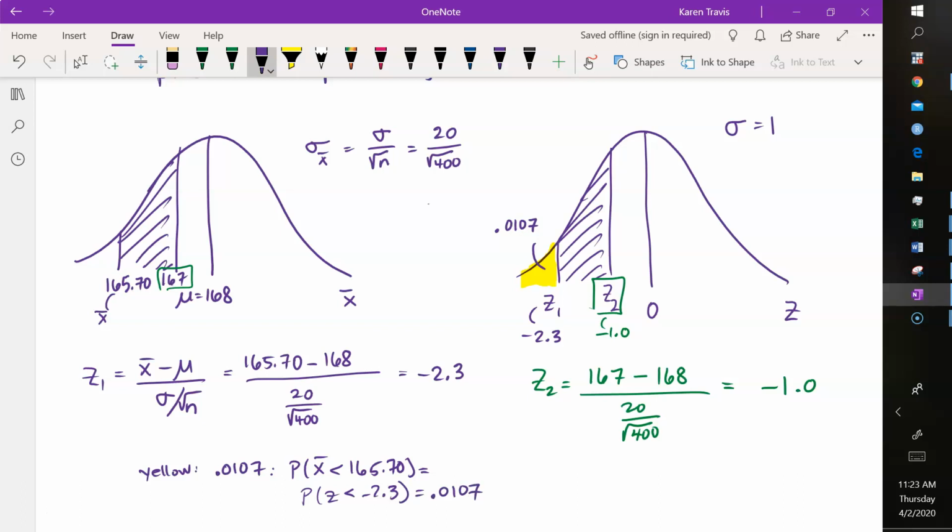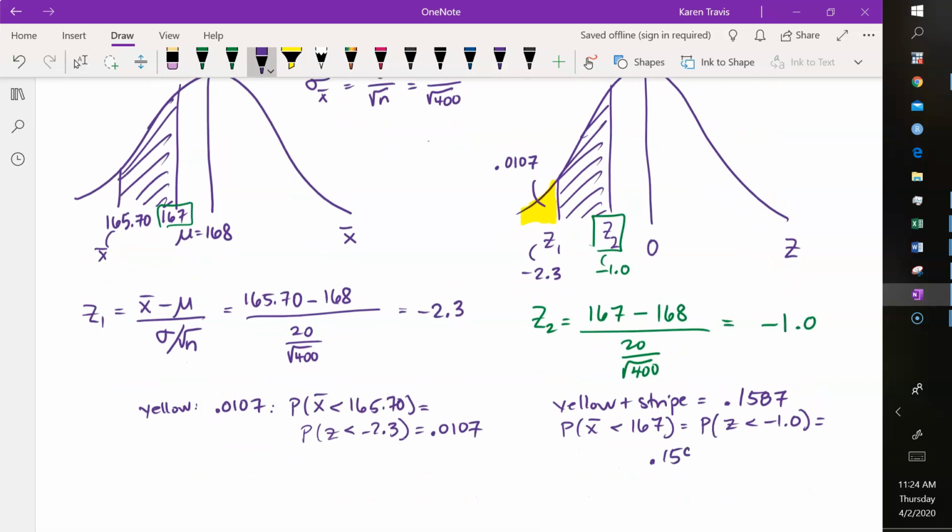And then let's figure out yellow plus stripe, which is the area all the way to the left of Z2. That area is 0.1587. So this means the chance the X bar is less than 167, which is the same as Z being below a negative 1.0. But that 0.1587 includes the yellow area, and I don't want the yellow area for my final answer.